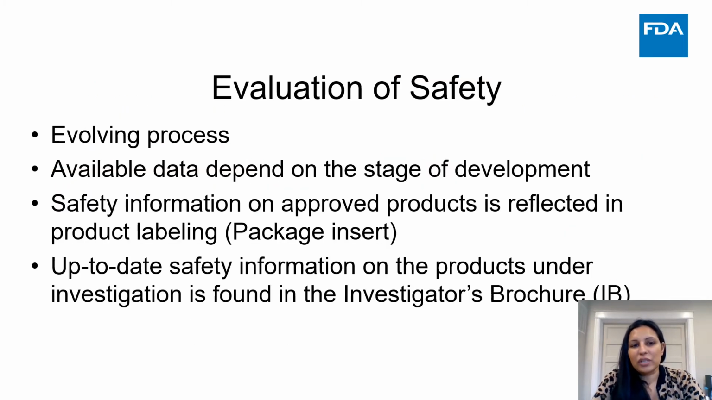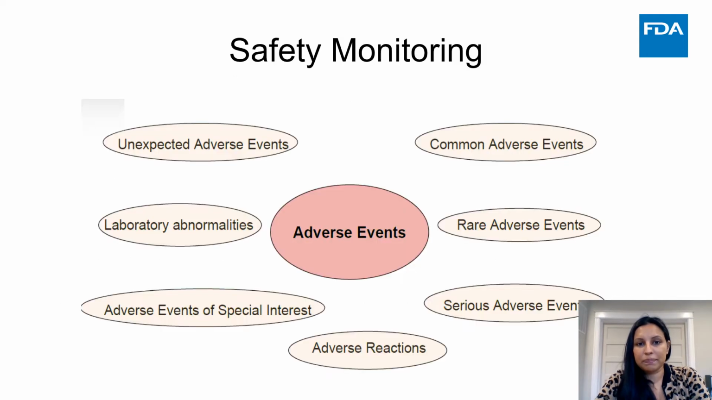So certainly the evaluation of safety is a process that evolves. Data that is available is stage dependent, so you would know a lot more about a drug in a randomized registrational intent trial compared to a first-in-human study that's dose finding, for example. We include safety information on approved products, and mostly I'm talking about drug products, in the product labeling, and certainly we expect that up-to-date safety information is provided in the investigator's brochure.